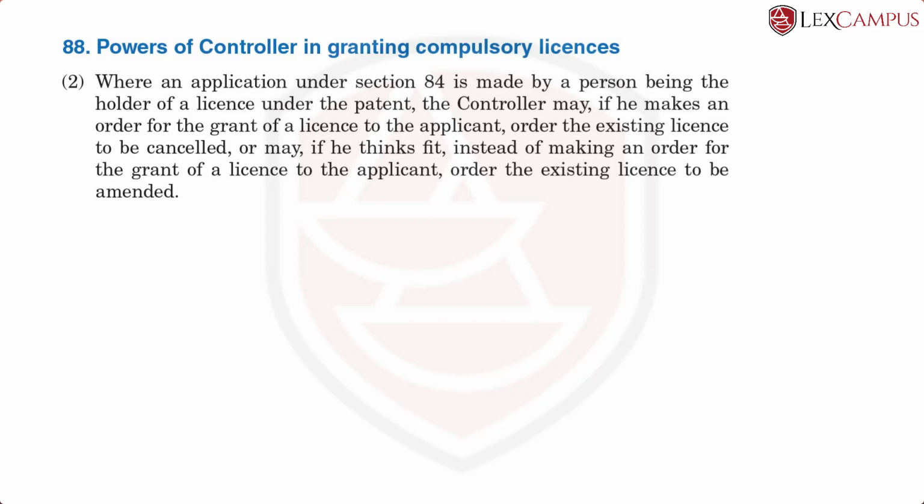Now, so if there is an existing license, then the controller may cancel the existing license and grant the compulsory license, or he may, instead of granting a compulsory license, he may amend the existing license. So, the controller has the power. If the applicant for a compulsory license also has a voluntary license in place, the controller has the choice of cancelling the voluntary license and granting the compulsory license, or not granting the compulsory license and amending the existing license.